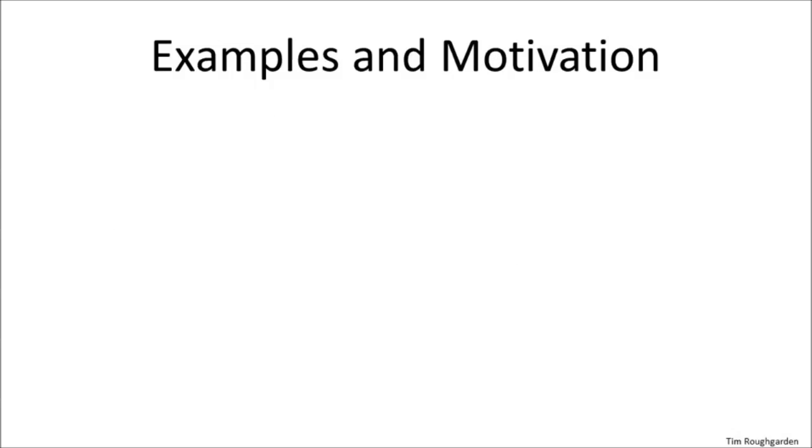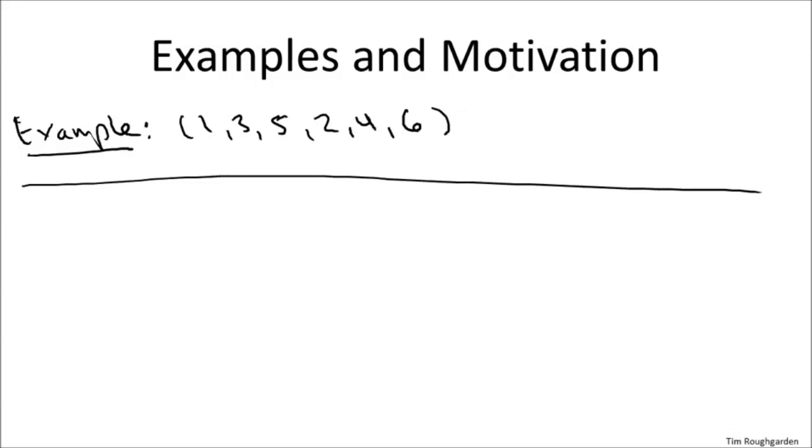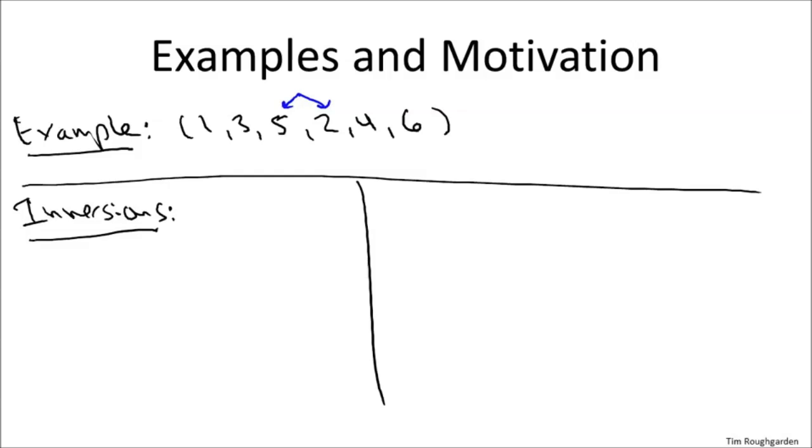Let's look at another example. So suppose we have an array of 6 entries, so the numbers 1 through 6 in the following order: 1, 3, 5, followed by 2, 4, 6. So how many inversions does this array have? So again, what we need to look for are pairs of array entries so that the earlier or left entry is bigger than the later or right entry. So one example which we see right here would be 5 and 2. Those are right next to each other and out of order.